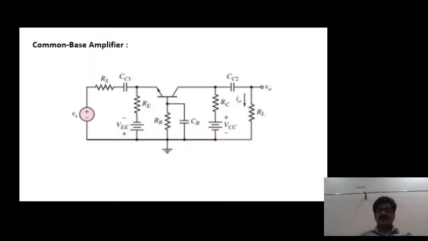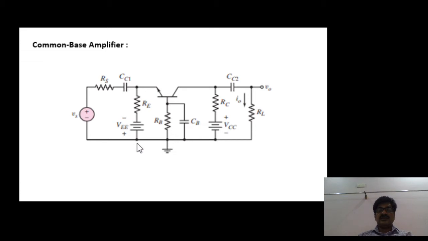Okay, so let us see the diagram of common base amplifier using BJT transistor. So this is the common base amplifier circuit using BJT transistor. See here, the base of the transistor is at ground potential and it is common for input and output. In CB configuration, the input is at the emitter of the transistor and output is from the collector.